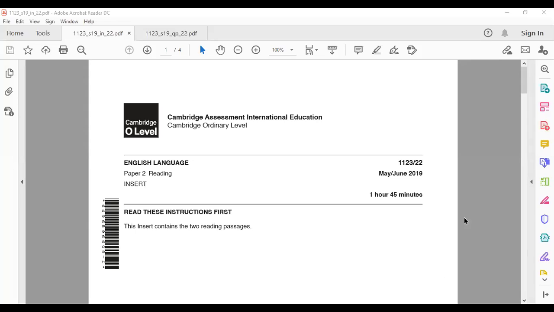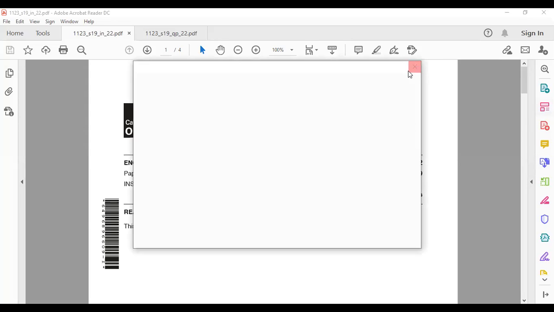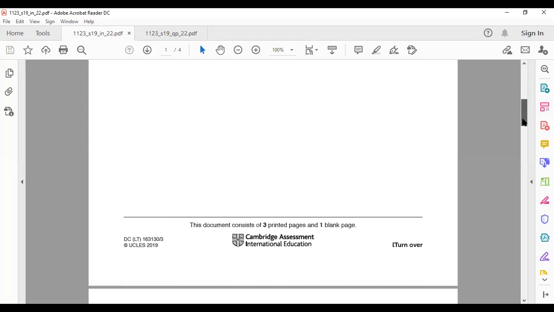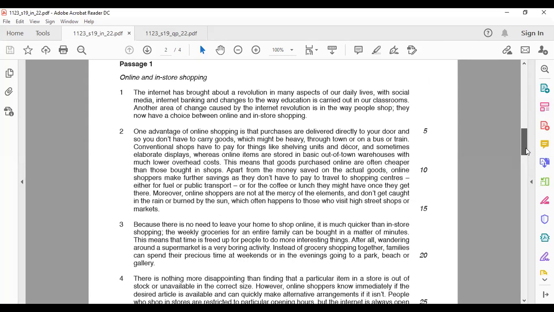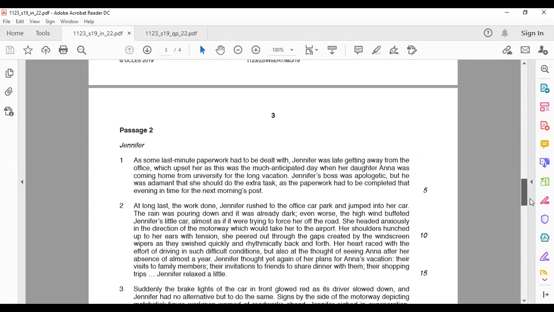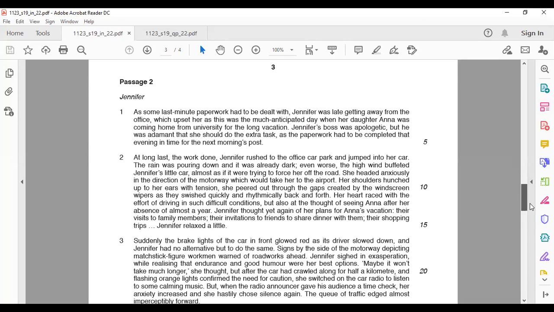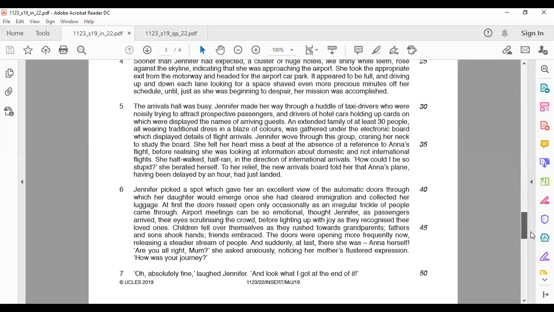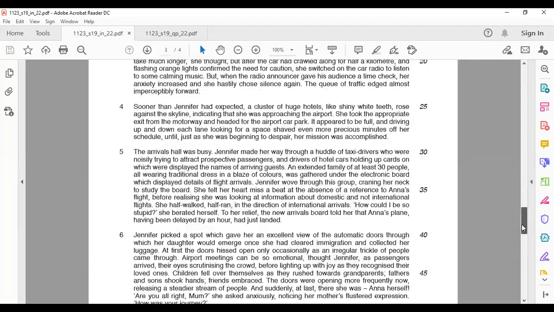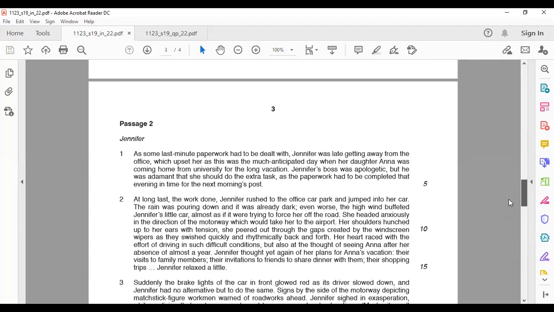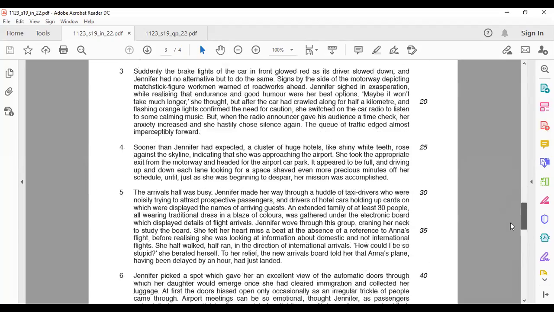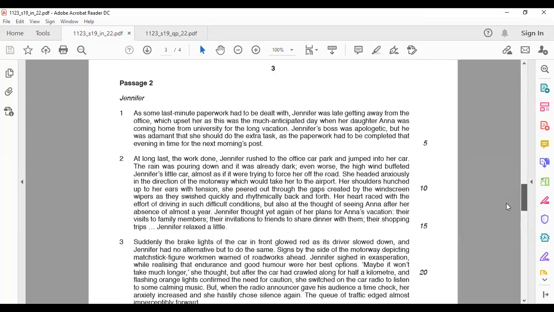Yeah, so for this part here, let's look at this insert. All right, this is taken from the May June 2019 paper, right? So when you look at the insert here, your passage 1 will be focused on the summary question, which is your section 1, and passage 2 always refers to section 2, which is reading for meaning. So you will read this text and understand the content of the text. You are always allowed to highlight or underline or make some keynotes on the passage.